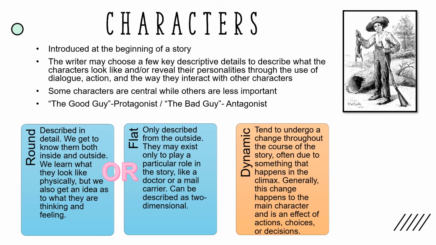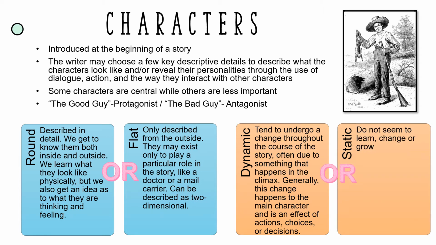Dynamic characters tend to undergo a change throughout the course of the story, often due to something that happens in the climax. Generally, this change happens to the main character and is an effect of that character's actions, choices, or decisions. In contrast, static characters do not seem to learn, change, or grow throughout the story.